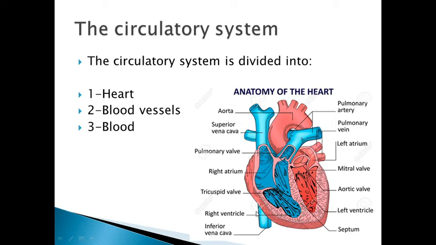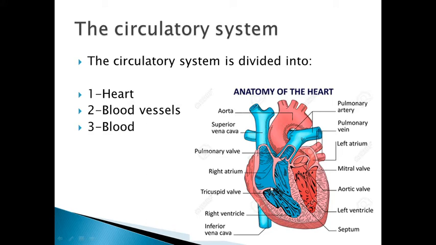Okay, there are 2 valves between the atria and the ventricles. Can you see? These are the valves between the atria here and the ventricles. This is the atrium and this is the ventricle. The walls of the atria are very thin, while the ventricles have thick walls. The function of these 2 valves is to control the amount of blood flowing from the atrium into the ventricle and to prevent the blood from returning back.